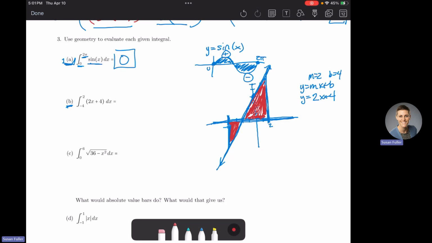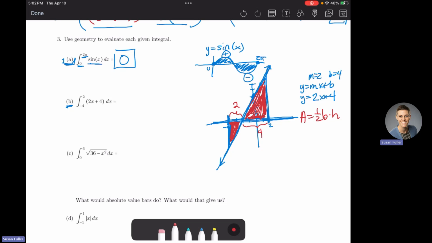So really, I've got a couple of triangles. Well, the area of a triangle is 1/2 base times height. So now we can just figure out what the base and the height of each of these triangles is and find the area. Okay, so how long is my base over here? Well, I go from -4 to -2, so that's 2 units long. And then how long is this one? Well, I go from -2 to 2, so that's 1, 2, 3, 4 units.